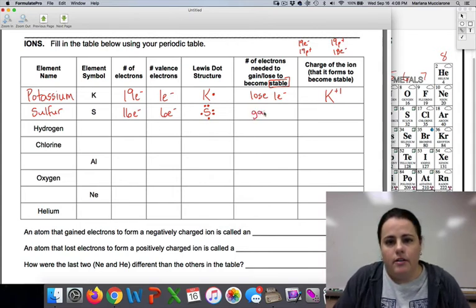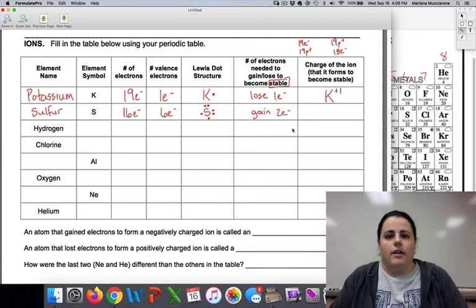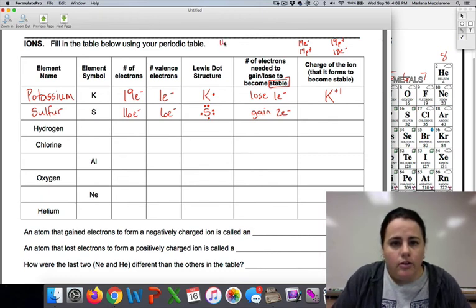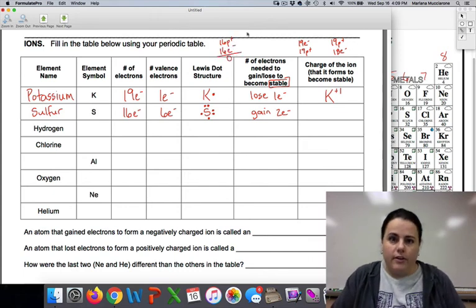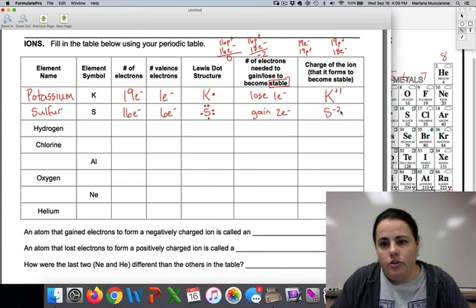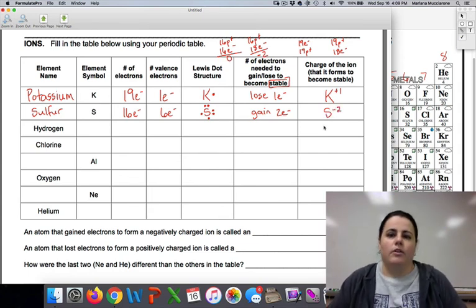So we're going to write down gain 2 electrons. And now, normally it has 16 protons and 16 electrons, but now it gained 2, and now it has 18 electrons. So that means I have 2 more negatives. So overall, I have more negatives than positives. And again, if you need to write it out, do it. So 16P, 16E, that's normal sulfur. But if we gain 2 and we go up to 18, now we have 2 more negatives. That's going to give it an overall -2 charge. So you're going to write the symbol S with a -2, and that's the ion it became in order to become stable.